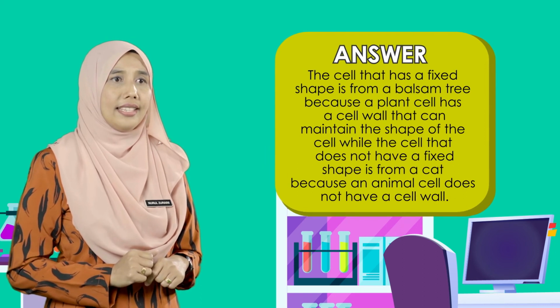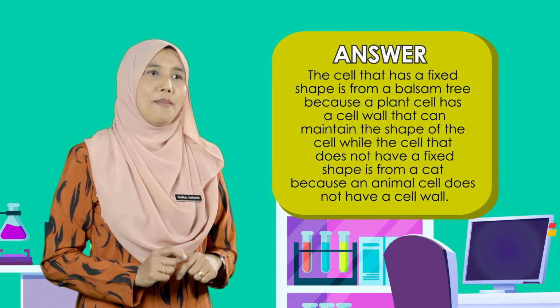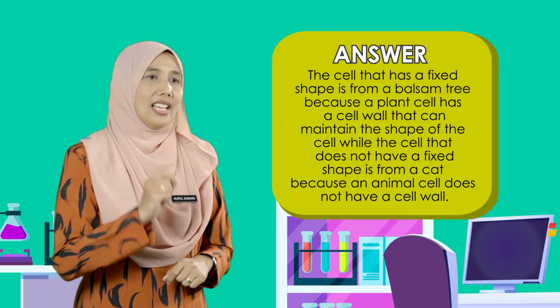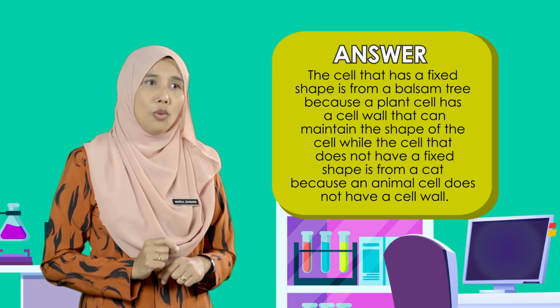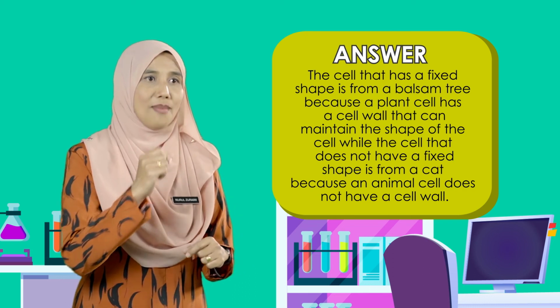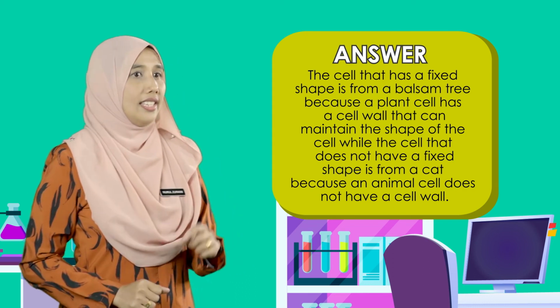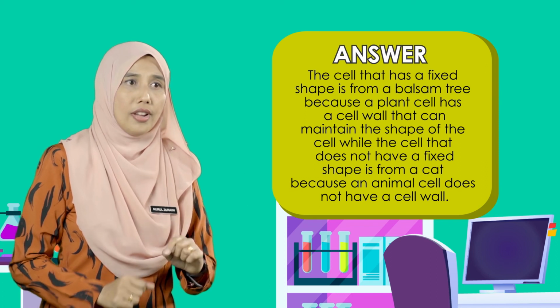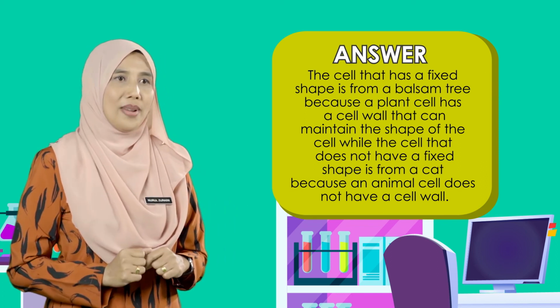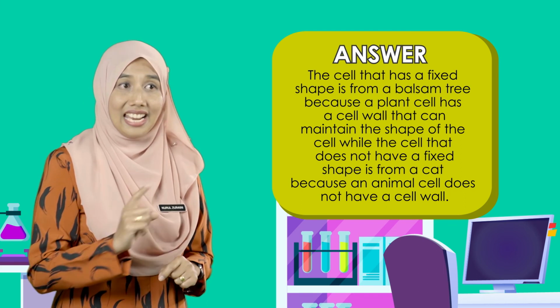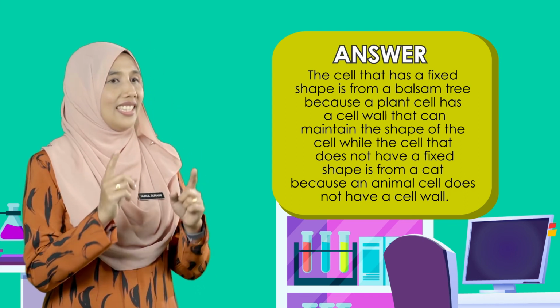Let's check your answer. The cell that has a fixed shape is from a balsam tree because a plant cell has a cell wall that can maintain the shape of the cell, while the cell that does not have a fixed shape is from a cat because an animal cell does not have a cell wall. Congratulations to those who have successfully answered all the questions correctly.